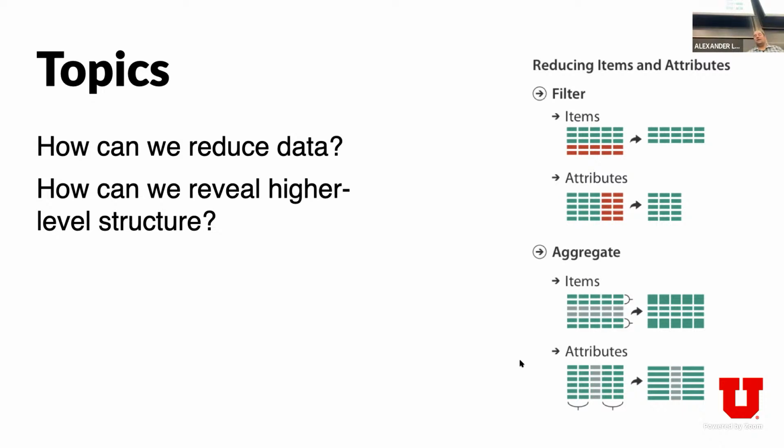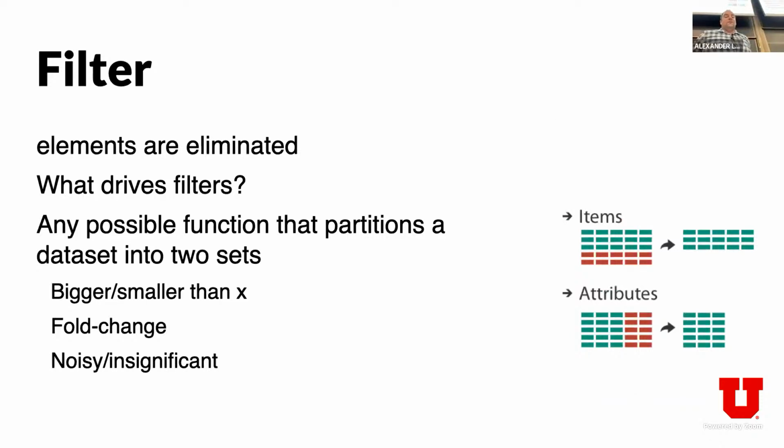The classical examples here would be multidimensional scaling, or projection methods for dimension reduction, right? And for the items, we would do something like clustering. So these are the things that we'll be talking about today, and we'll start off with filtering. For filtering, we're thinking about how we can eliminate elements. And basically, the question is, what does a filter strive for?